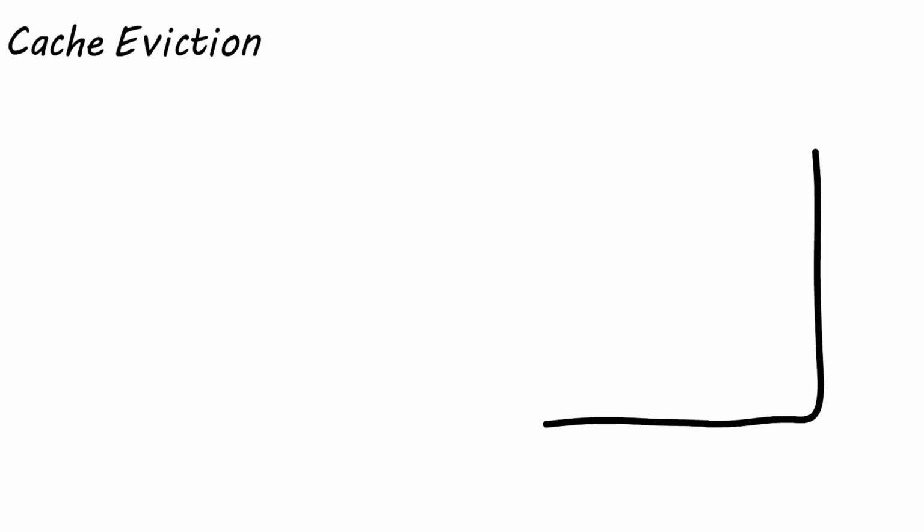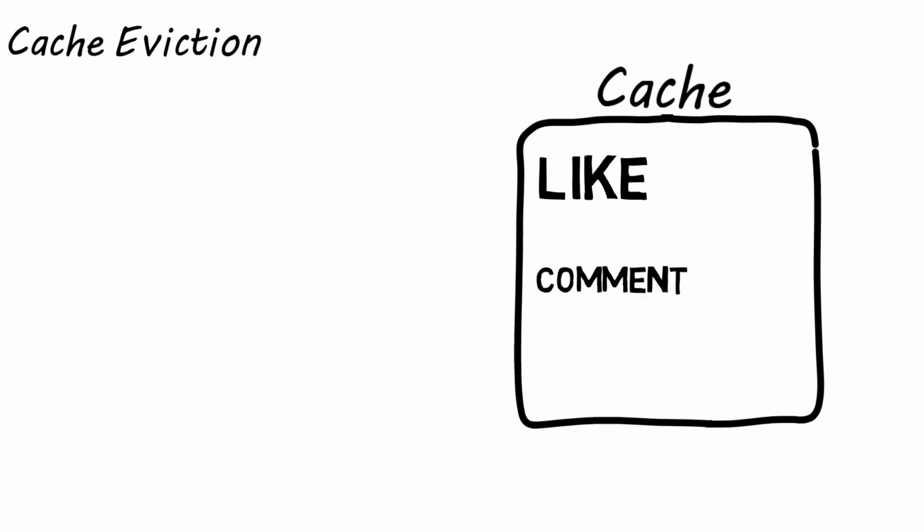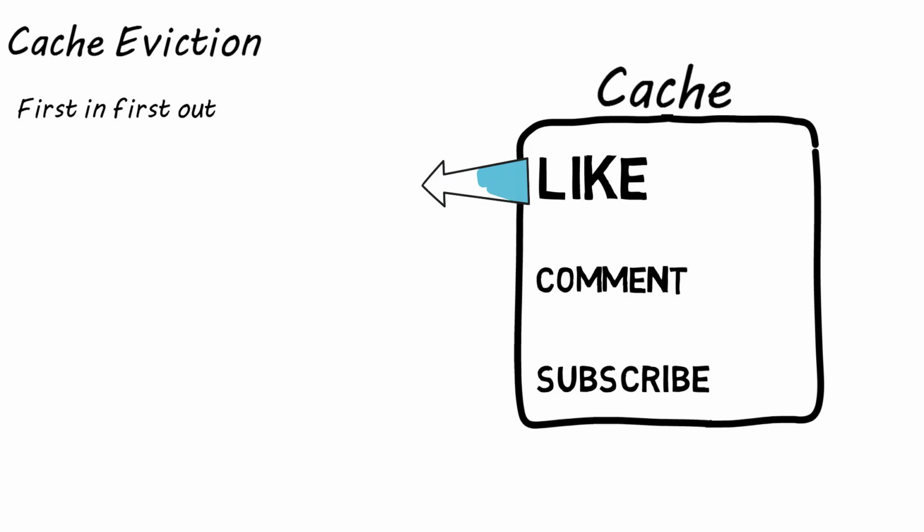So now we have coherent data, but our cache can't be forever growing. We need policies in place to remove data out of the cache too, and this is known as cache eviction. Some cache eviction policies include first in, first out, where the cache evicts the first block accessed first without regard to how often it was accessed.